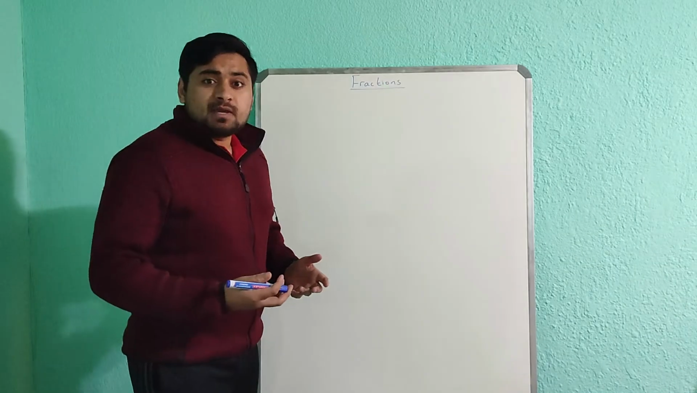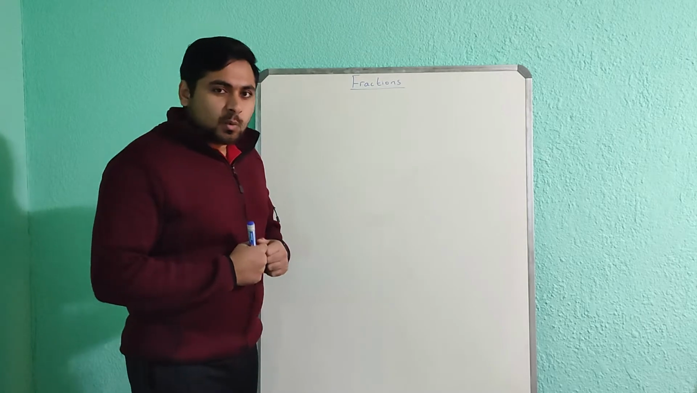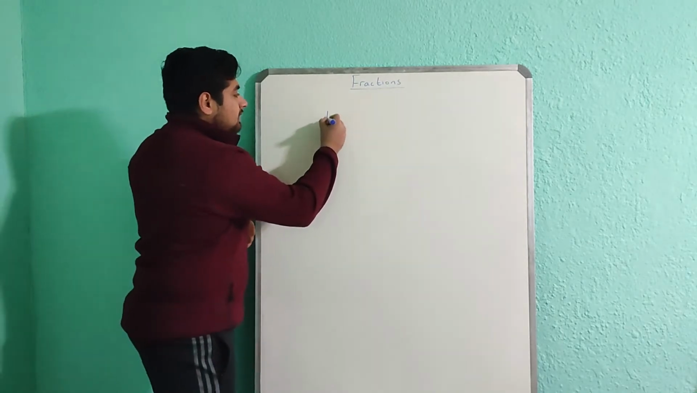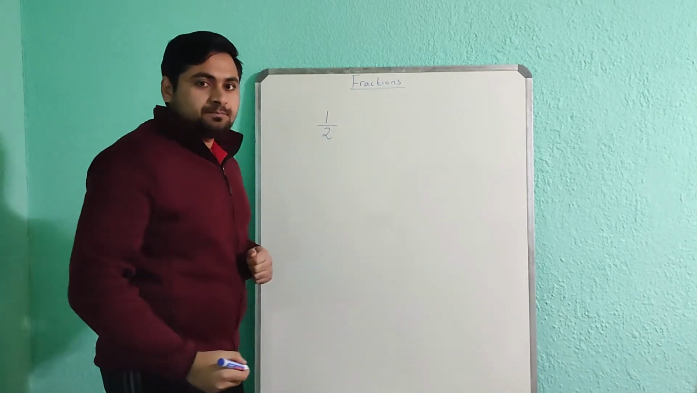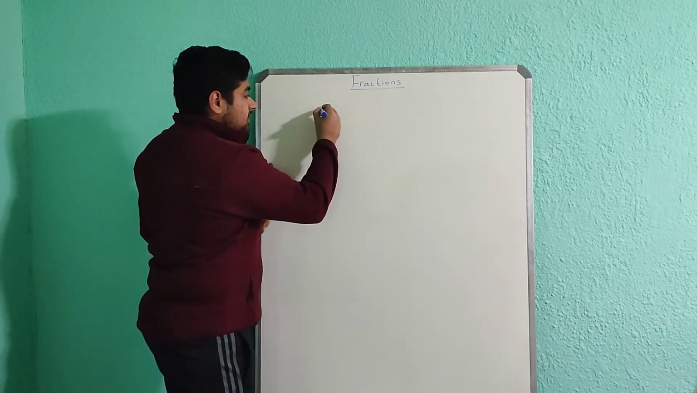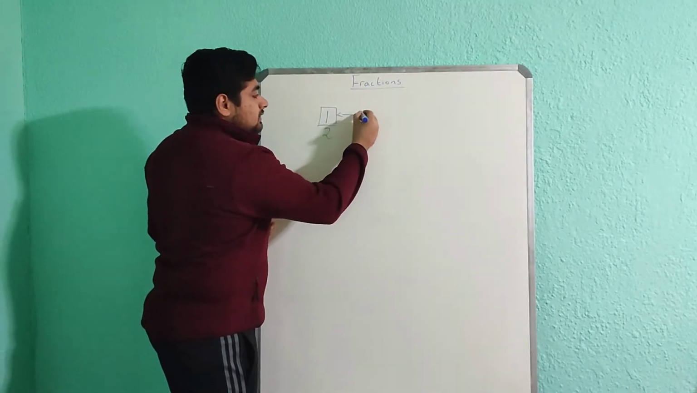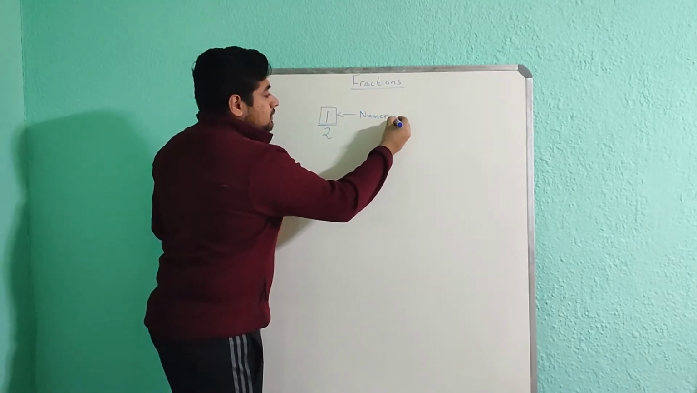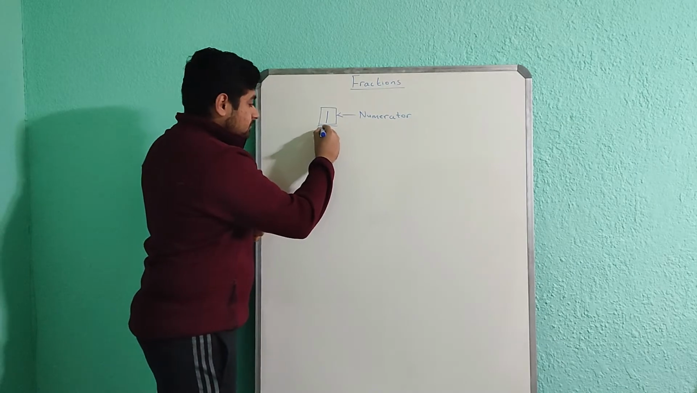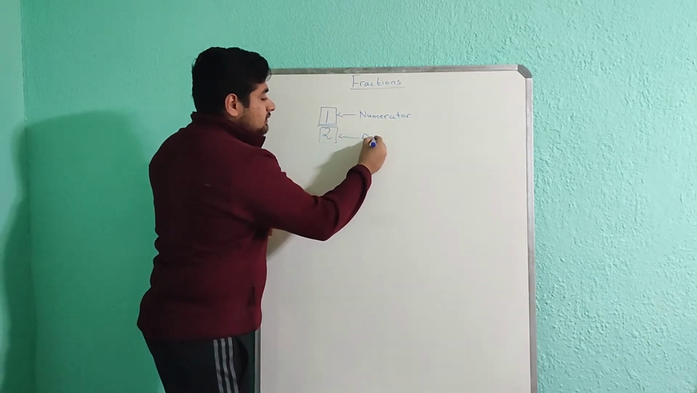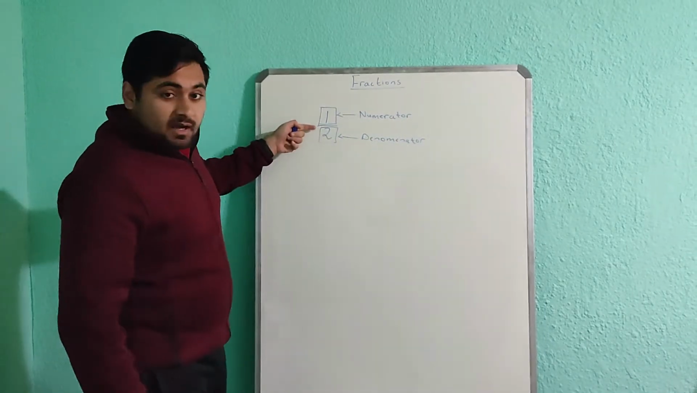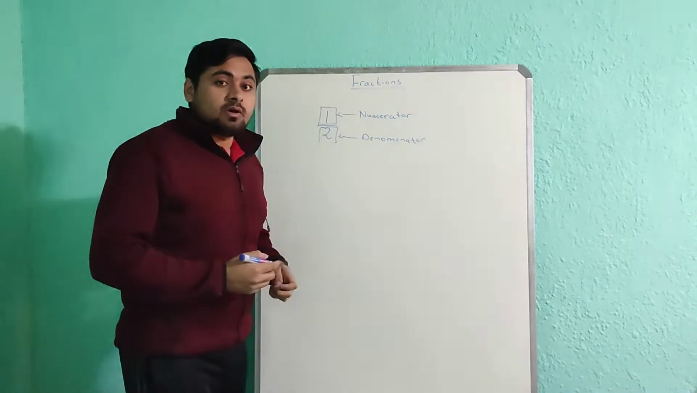So let's begin. Before we begin with this topic, it is very important for us to know which one is called the numerator and which one is called the denominator. So if I have a number, let's say 1 over 2, right? A number above this line is called the numerator. And the number below this line, which is 2, is called the denominator. So the number above the line is called the numerator and the number below the line is called the denominator.